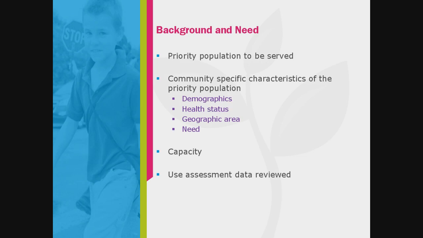So the background and need talks about the priority population to be served. It provides some community-specific characteristics about that priority population, such as demographics, health status, the need, the geographic area. It will talk through the capacity of the team to implement the grant proposal, and it will use assessment data that's been reviewed by the team to help build the case.